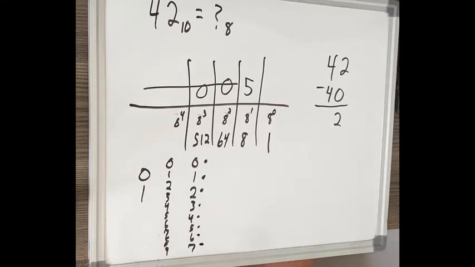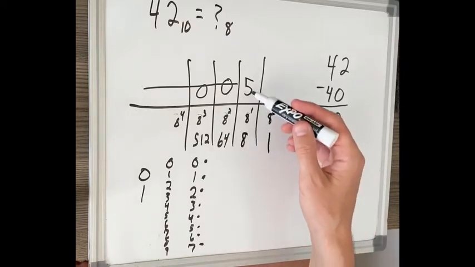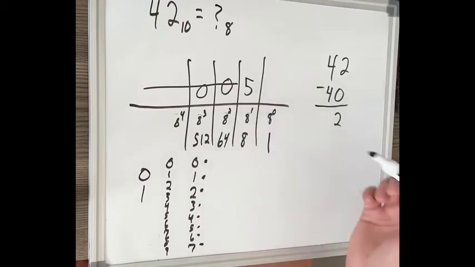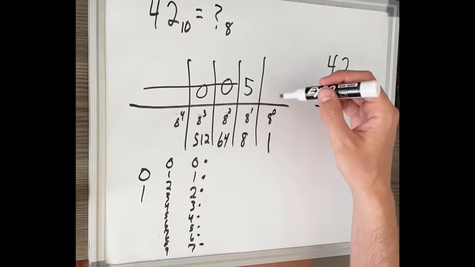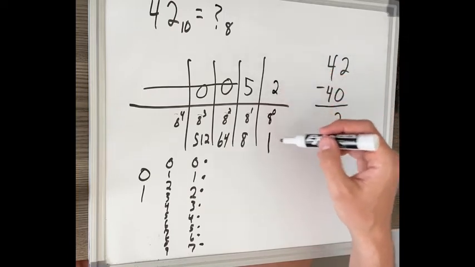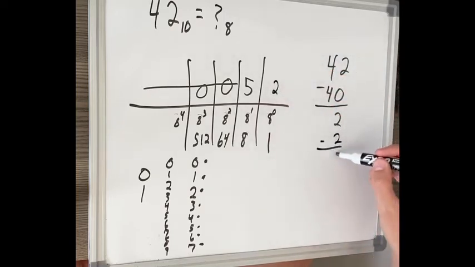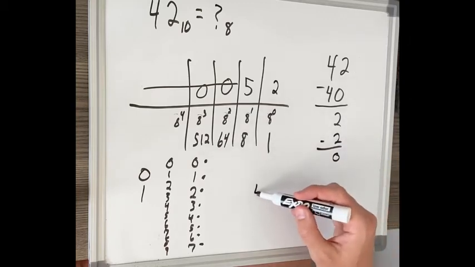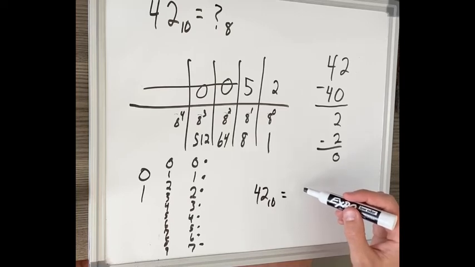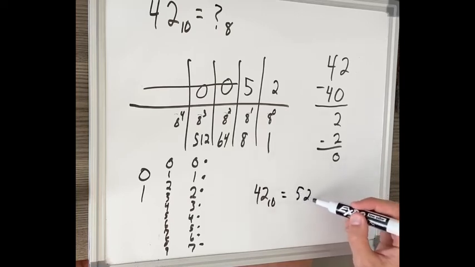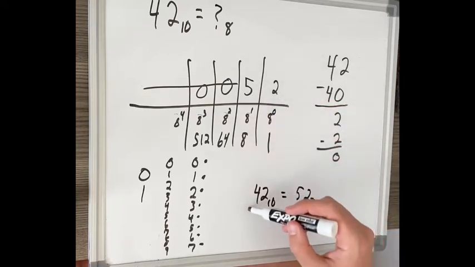You guys are familiar with octal, right? Octagon has 8 sides, octopus has 8 legs. Our octal numbering system has 8 digits. And that's why we have to do the multiplication. 5 times 8 is 40. And for the last one, we have 2 left. How many 1s do we have in 2? We have 2. 1 times 2 is equal to 2. We subtract, we get 0. So we know that 42 base 10 is equal to 52 base 8, because that's what's left, 52.